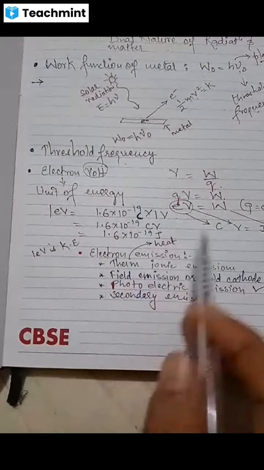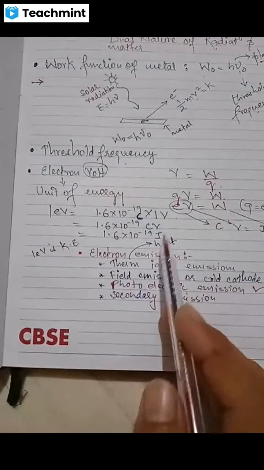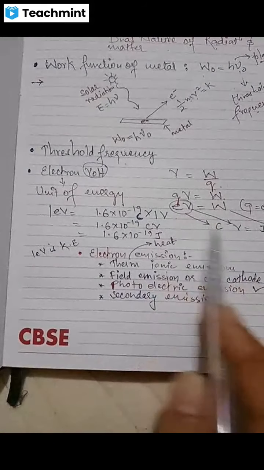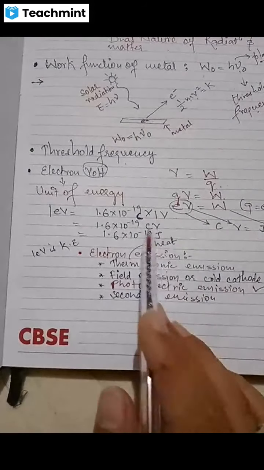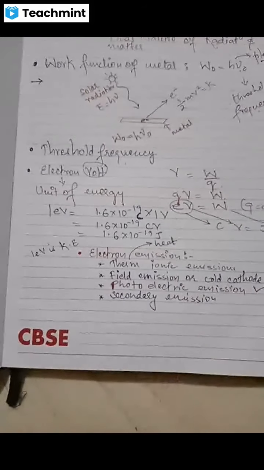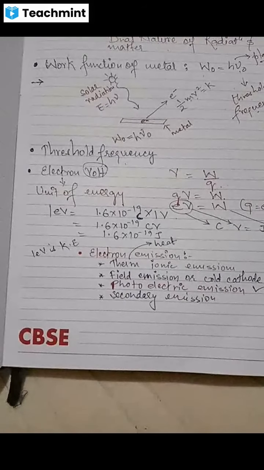The reason I'm writing joule is that the unit of work done is joule, because coulomb into volt forms the joule. So instead of writing coulomb volt, I'm simply writing joule here. So dear students, this needs to be very clear to each and every one of us.